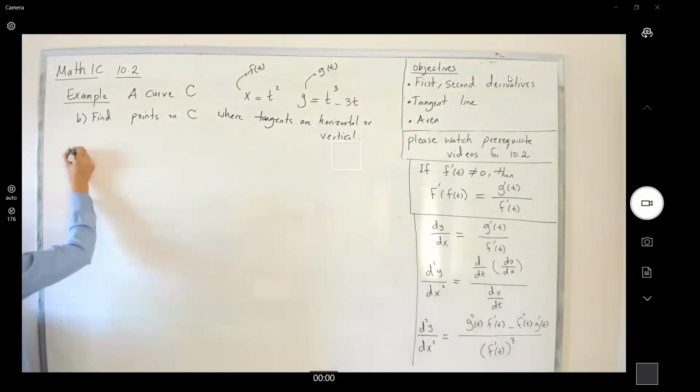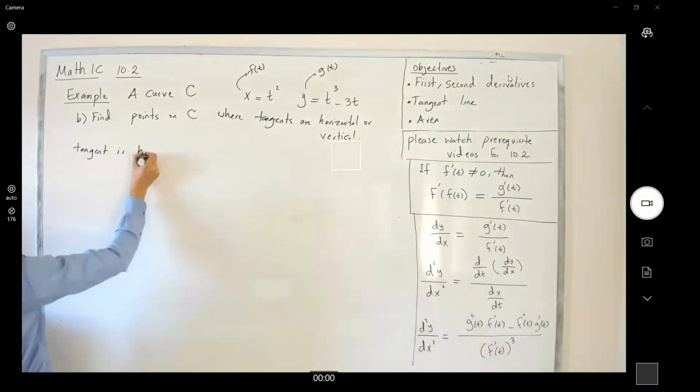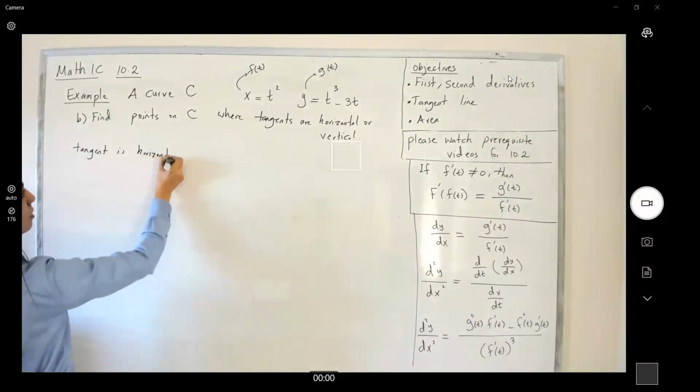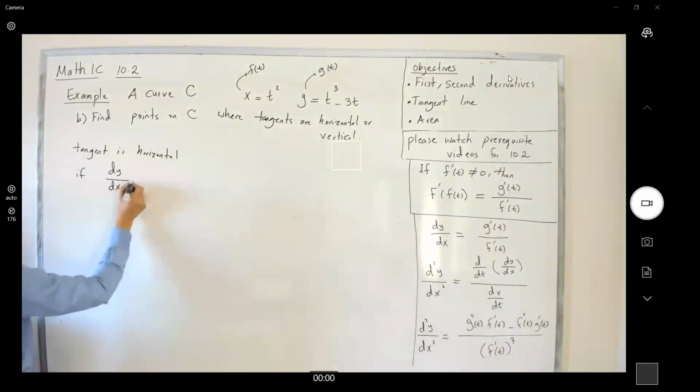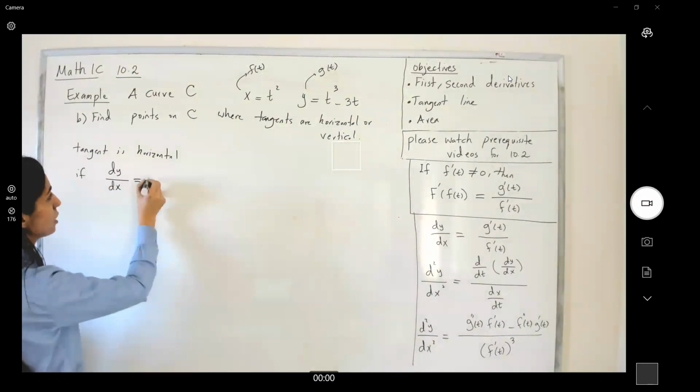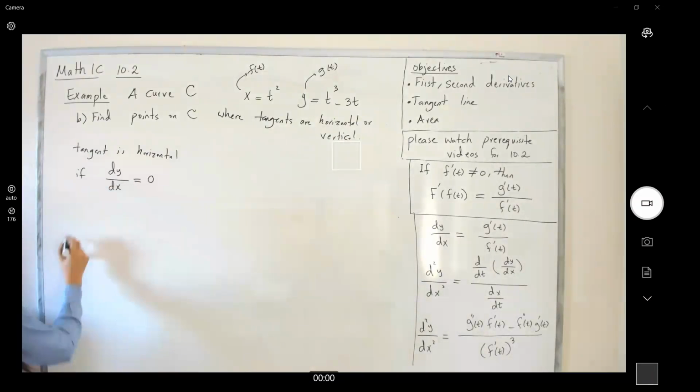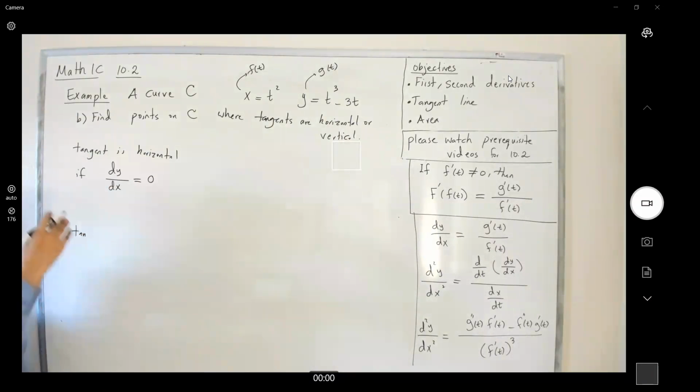So a tangent is horizontal if the first derivative of the curve is equal to 0, and a tangent is vertical, or we have a normal line.